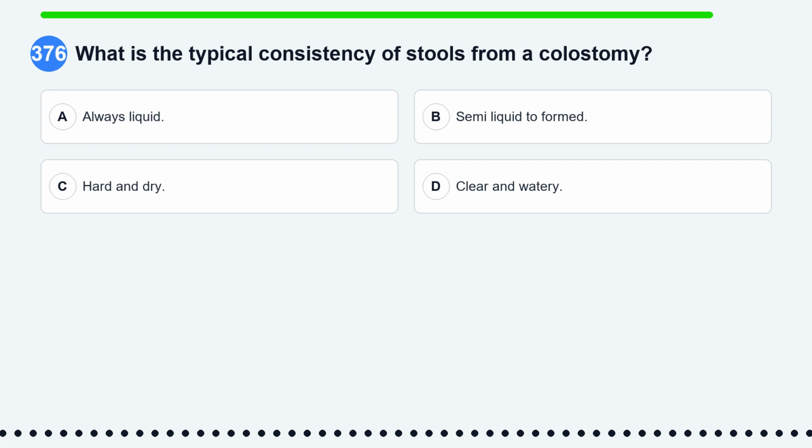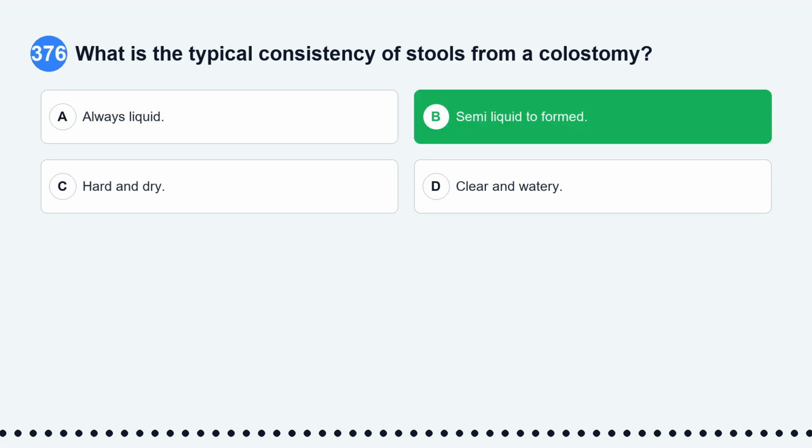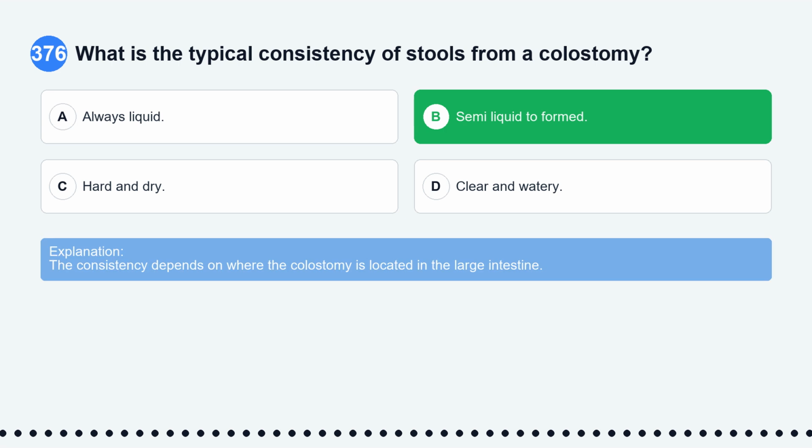Question 376. What is the typical consistency of stools from a colostomy? Option A, always liquid. Option B, semi-liquid to formed. Option C, hard and dry. Option D, clear and watery. The correct answer is option B, semi-liquid to formed. The consistency depends on where the colostomy is located in the large intestine.